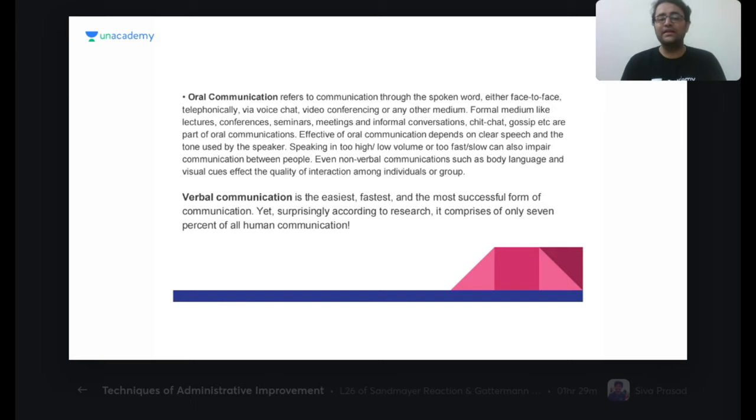Okay, verbal communication is the easiest and fastest and the most successful form of communication. Yet surprisingly, according to speech research, it comprises only 7% of all human communications. Please remember, verbal communication, talking to you, is the easiest form of communication. And you asking me your doubts right now is the fastest way of communication.